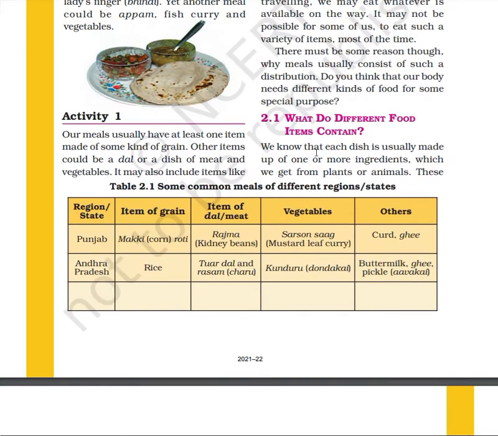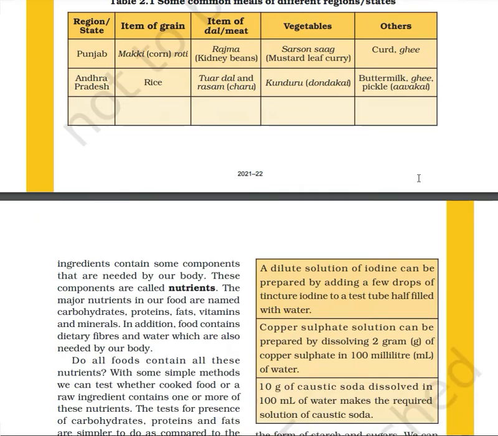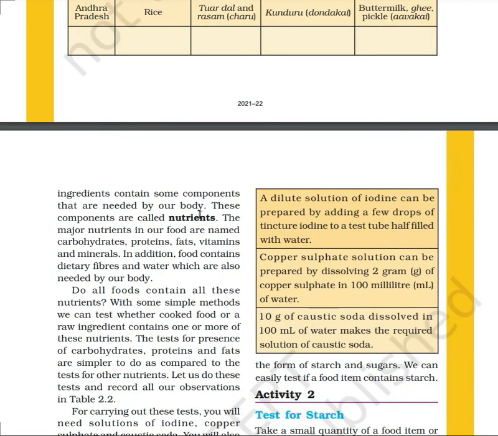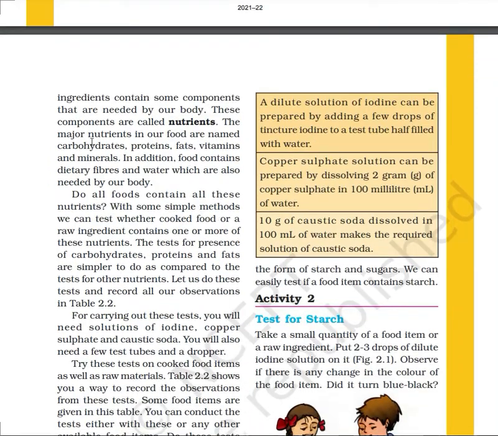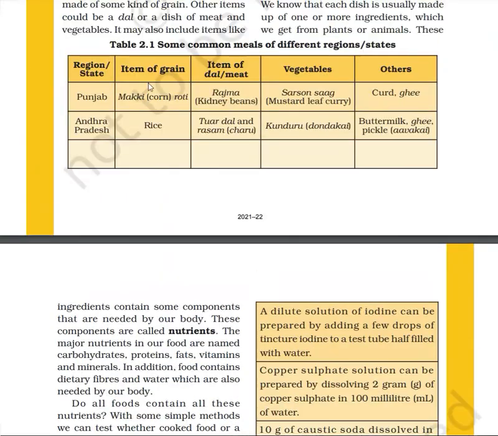What do different food items contain? We know that each dish is usually made up of one or more ingredients, which we get from plants or animals. These ingredients can contain some components that are needed by our body. So this is table 2.1. You can see it and take a screenshot or just complete it in your book.